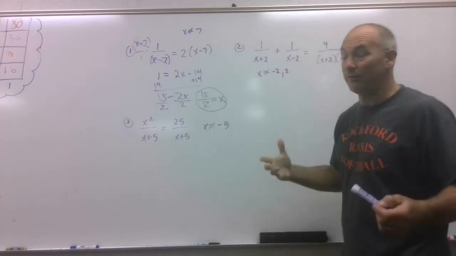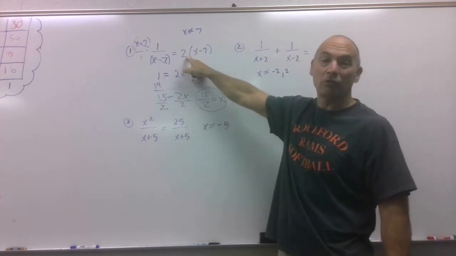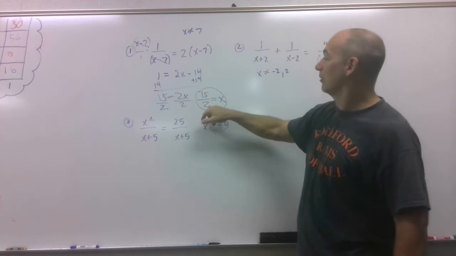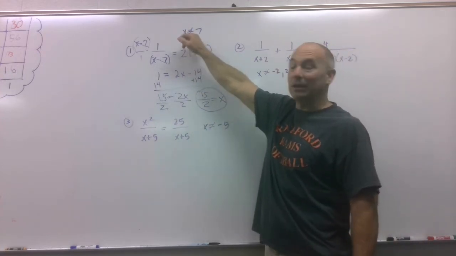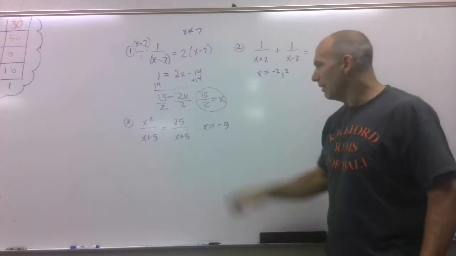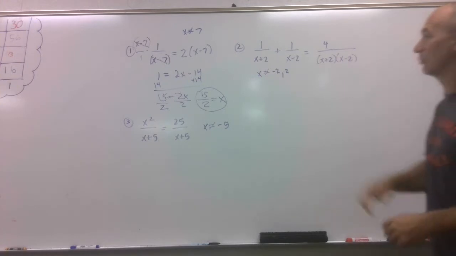So, what if my only answer was 7? And this problem would be no solution. But we found a solution that's not equal to the thing that x can't be, so there you have it. There's our answer. So, let's go on to the next one.